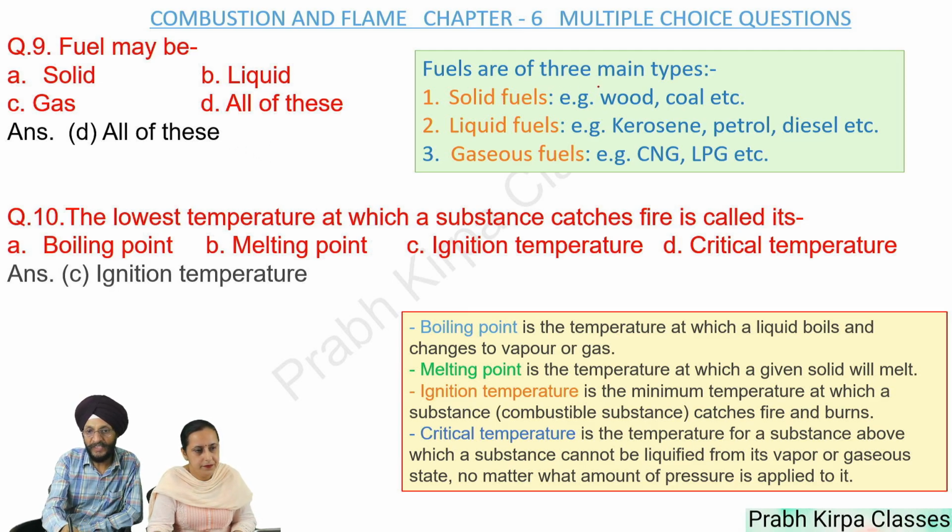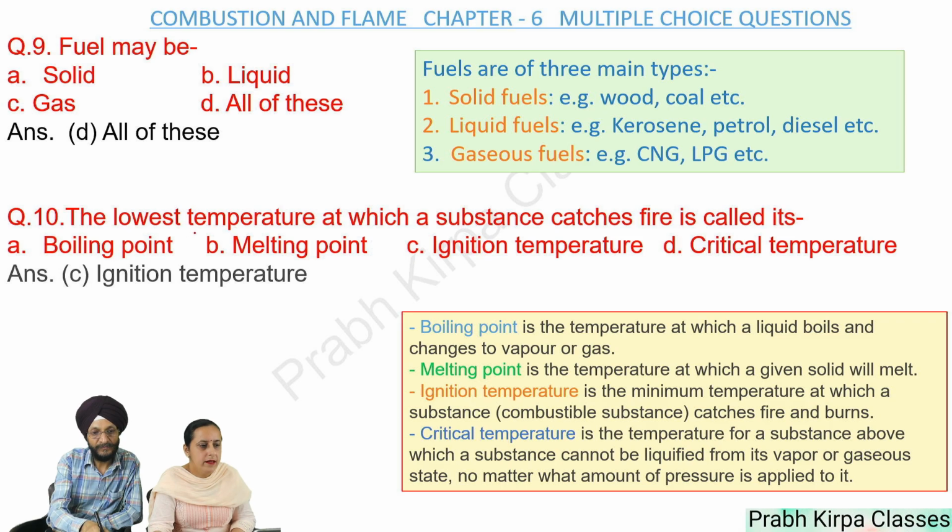Fuels are of three main types. Solid fuels examples are wood and coal. Examples of liquid fuels are kerosene, petrol, diesel, etc. CNG and LPG are examples of gaseous fuels.